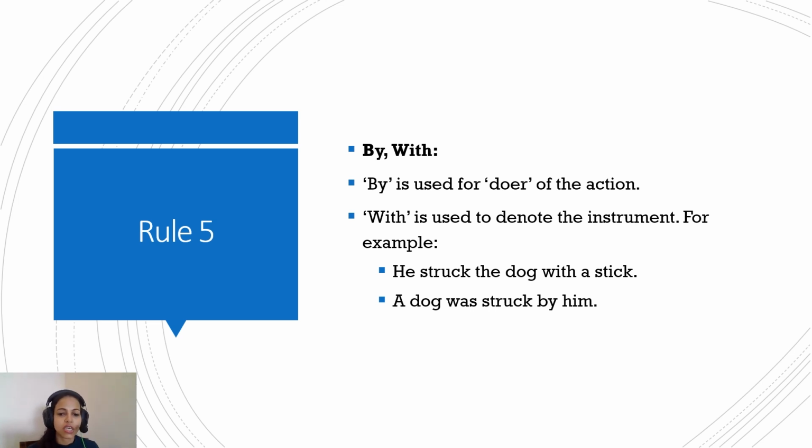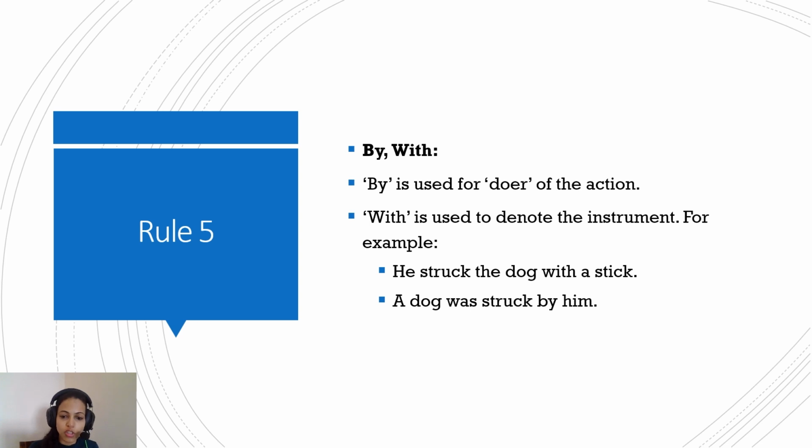So, for example, he struck the dog with a stick. Here the word with is denoting the stick, which is the instrument by which he struck the dog. So, when you have to denote the instrument, you use the word with. And when you have to denote the doer, a dog was struck by him. So, by is now pointing towards him.